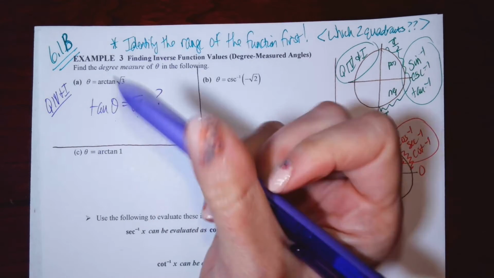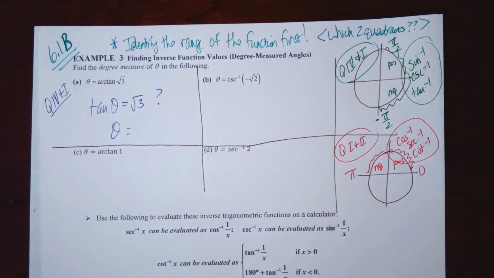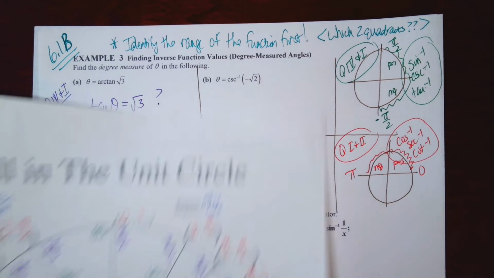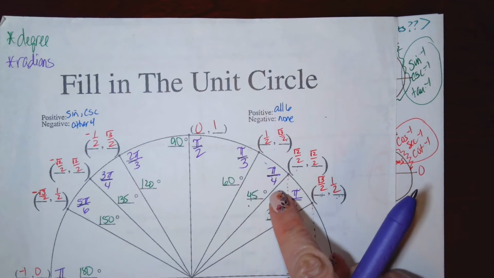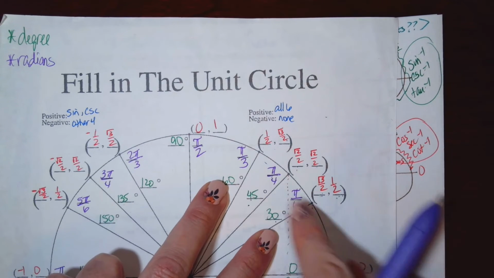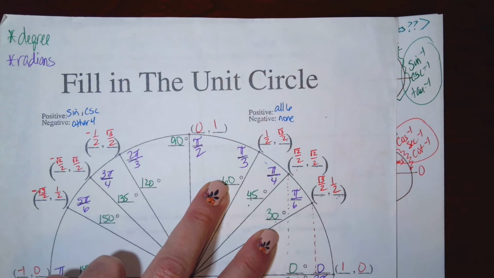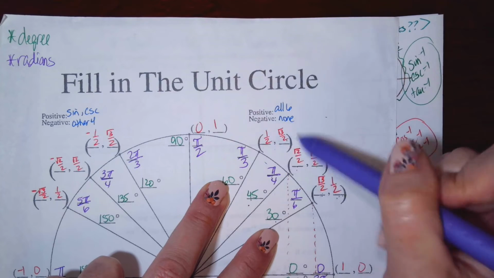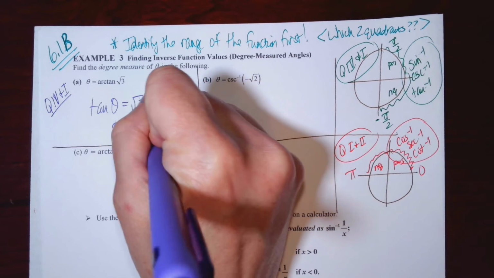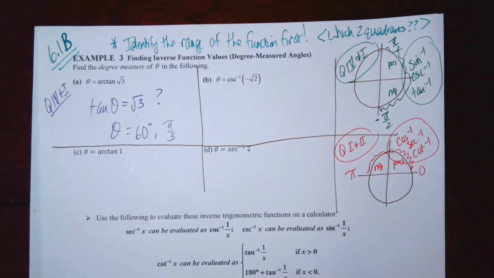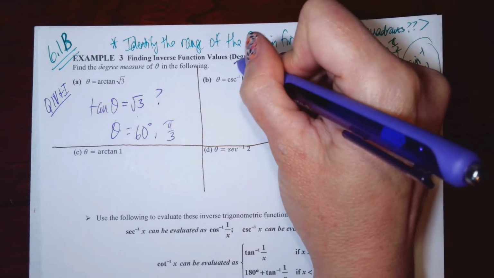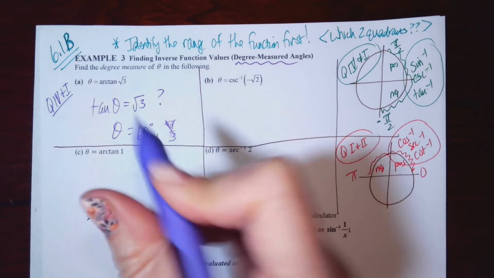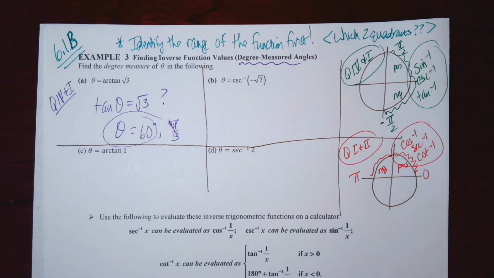Go back to your unit circle. Square root 3 as a tangent function value is not going to be the 45. It's not going to be the pi fourth. It's going to be either pi 6 or pi third. And if you do a little y over x work to figure out tangent, you know that that's got to be this one. It's got to be 60 degrees, which is pi third radians. Oh, degree measured angles. So we don't have to give the radians. We can just give it in degrees. Should have read my instructions.